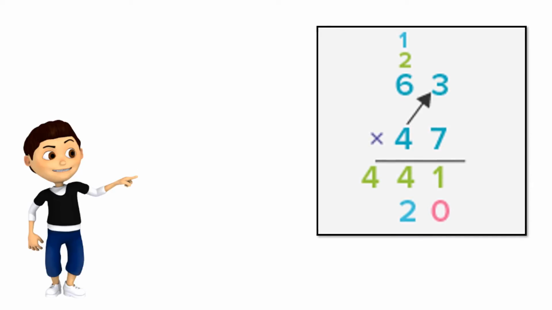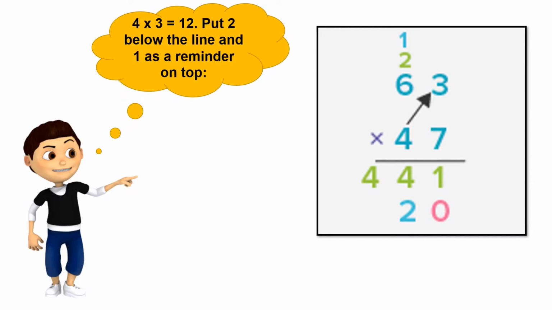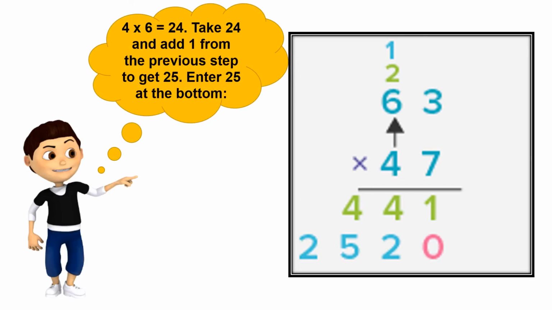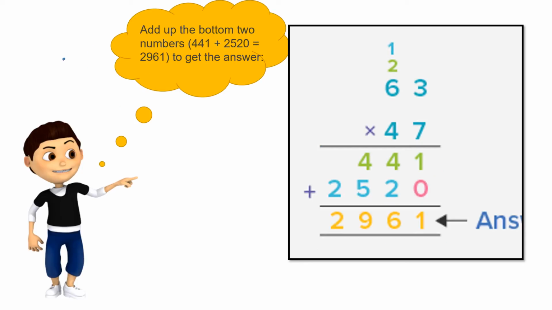So 2 below and 1 on the top. Now I multiply 4 into 6 is 24 plus 1 is 25. Now I am going to add it. I will add 441 plus 2520. When I add, I get the answer as 2961. That is my product.